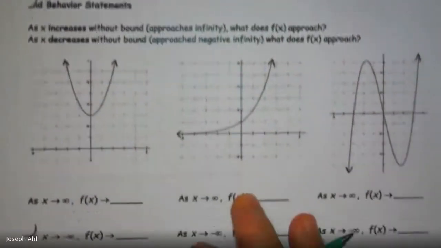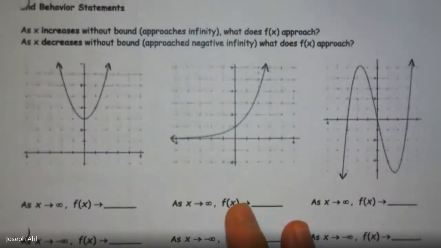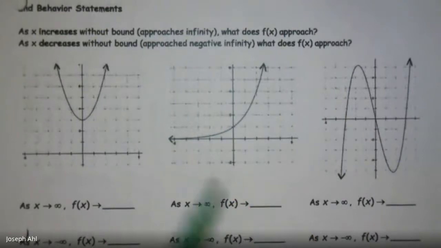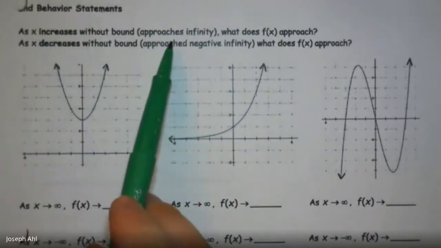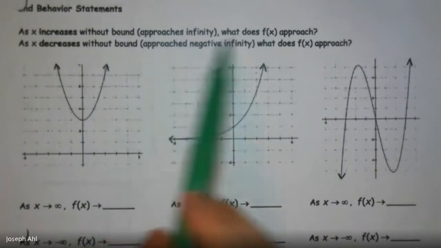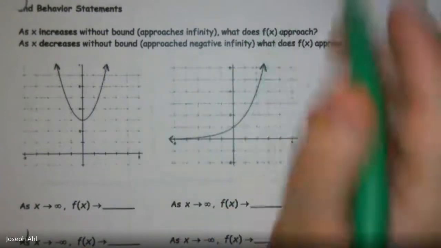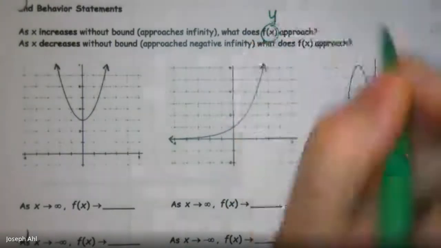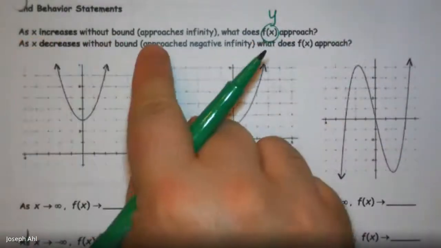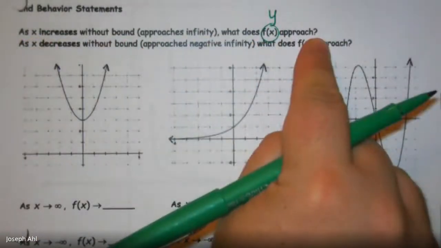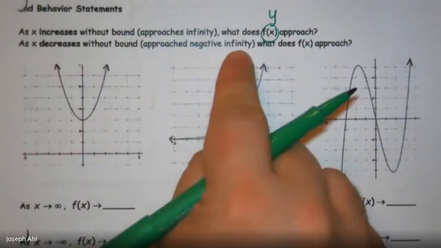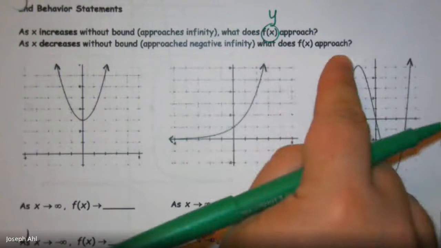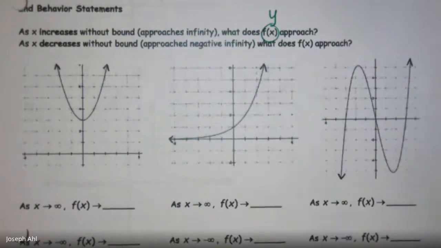Let's jump right down to end behavior. End behavior might be new to you this year, but I promise it's not so bad. It's the idea that as x increases without bound, in other words, approaches infinity, what does f of x approach? Remember, f of x is the same thing as the y values. So as x goes to infinity, what does y do? On the other hand, as x decreases without bound, approaches negative infinity, what does y do? What does f of x approach?